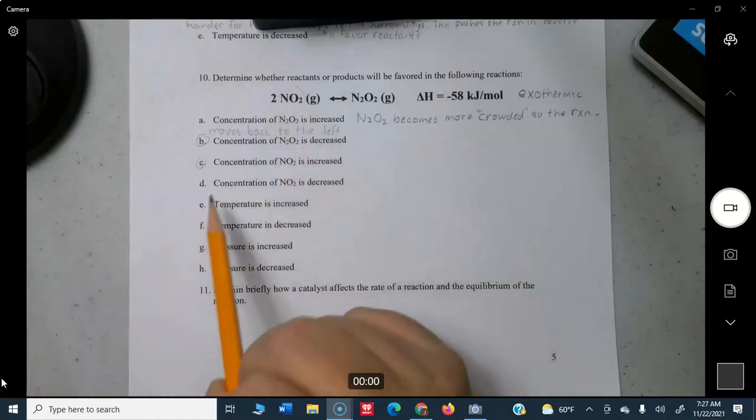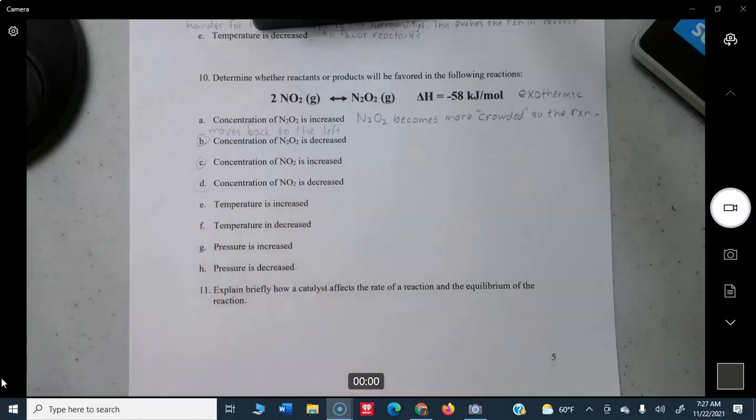You can do that one. Concentration of NO2 is decreased. You can do that one. Temperature is increased. Okay, again, it's an exothermic reaction.